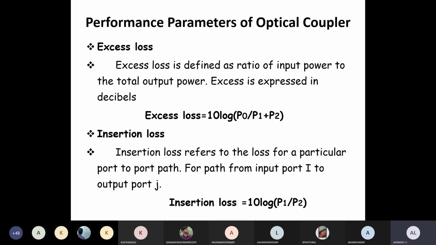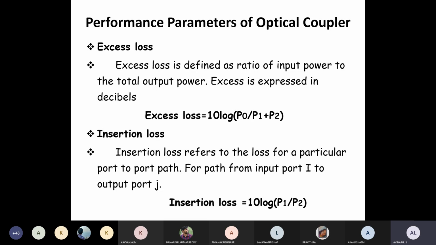This excess loss is expressed in terms of decibels. So excess loss will be equal to 10 log of P0 divided by P1 plus P2. This is the value of excess loss. Please make a note of this, all of you.